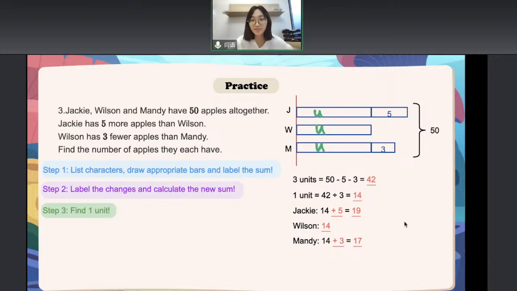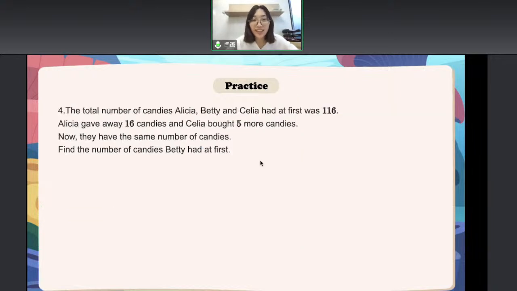Okay? So far, is it clear? Not that hard, right? This is for the sum and the difference problem. Okay, so for the next one, maybe you can try it by yourself.